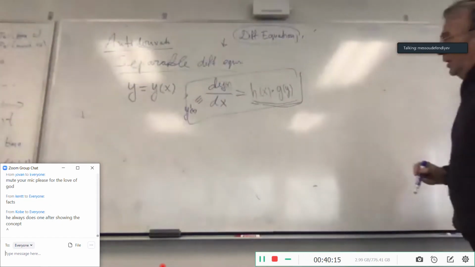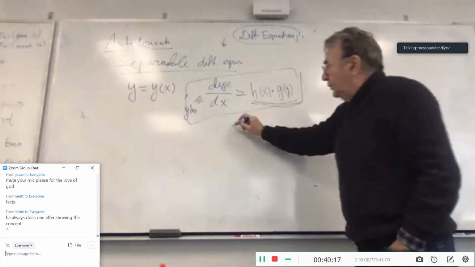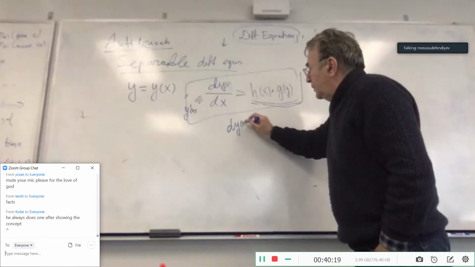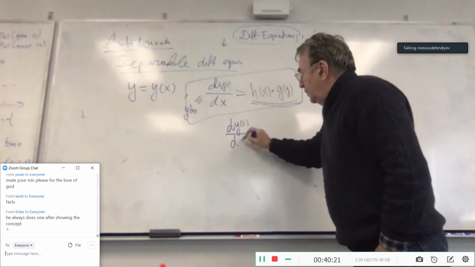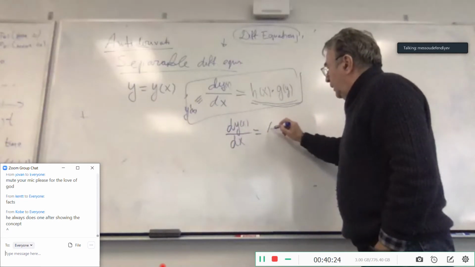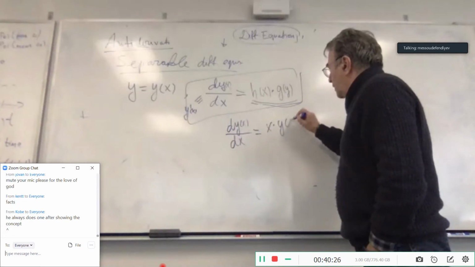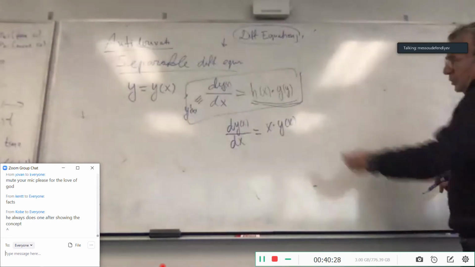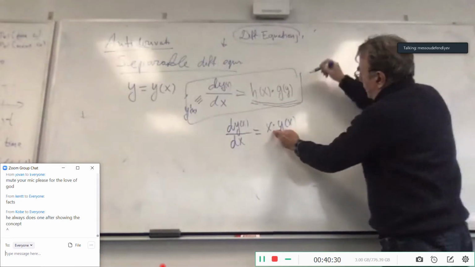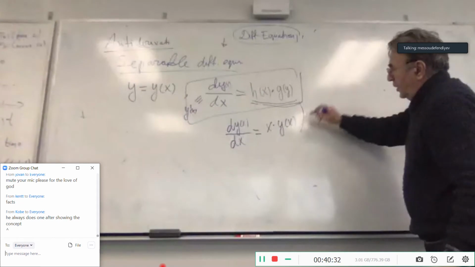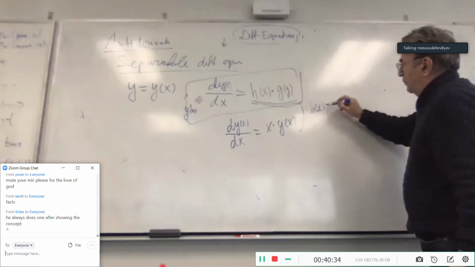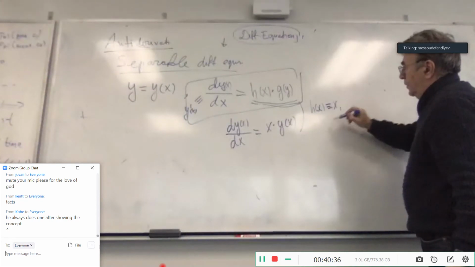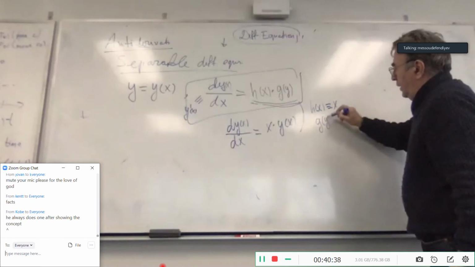And one nice example of this: y prime of x, for example, is equal to x times y of x, right? So the h of x in this case, for this equation, is equal to x, and j of y is equal to y.